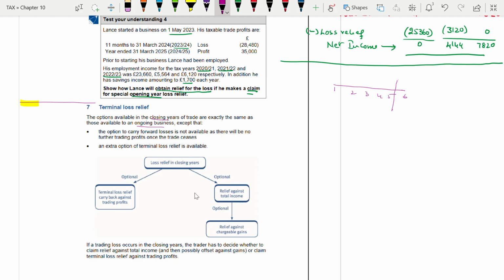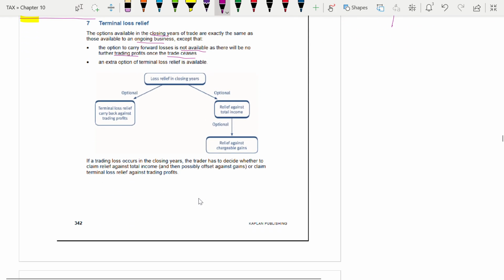The option to carry forward losses is not available, because there will be no profits and the business will have ceased. So an extra option of terminal loss relief is available. We can carry back terminal loss relief to the previous years' trading profits, if available. We can also take relief against total income and relief against chargeable gains.